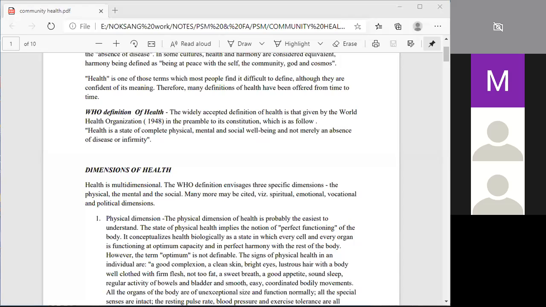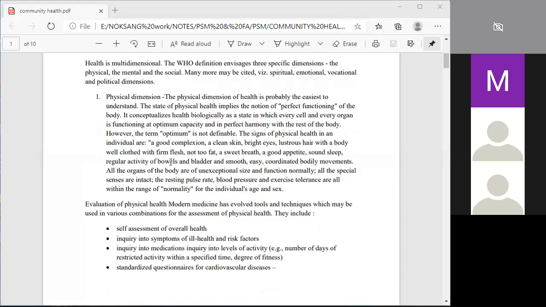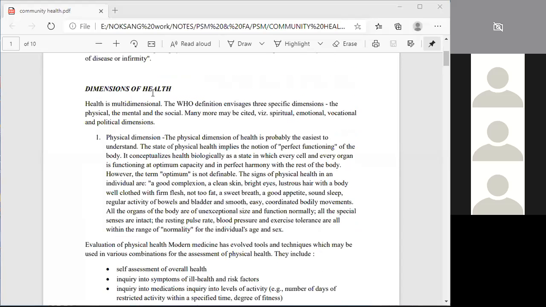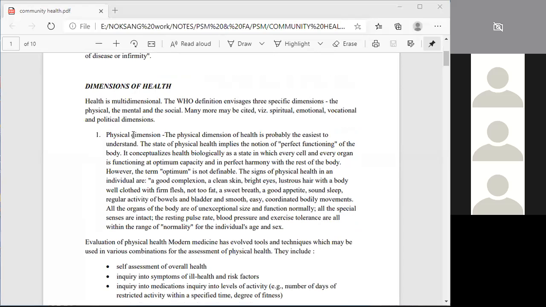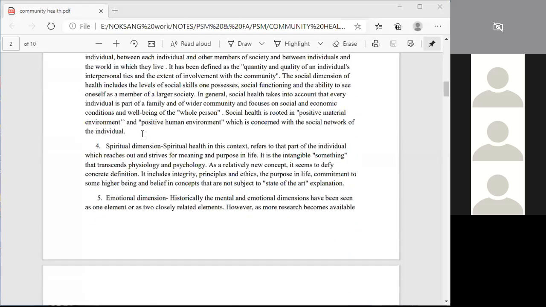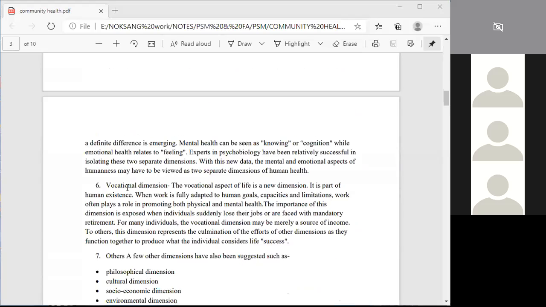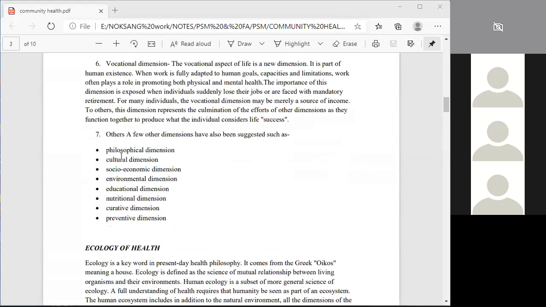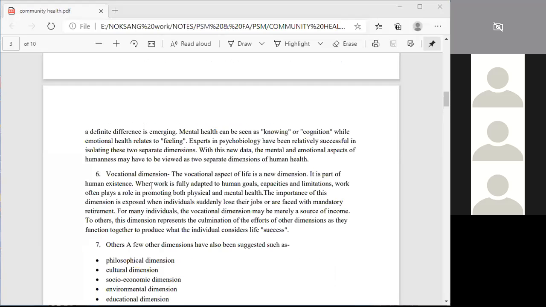Are you able to see the screen? Yes, ma'am. Next we will discuss the dimensions of health. In dimensions of health, we will get spiritual health, emotional health, vocational and political dimensions, physical dimensions, then social dimensions, spiritual, emotional, vocational, and others: philosophical, cultural, socioeconomic, environmental, educational, nutritional, curative, or preventive.